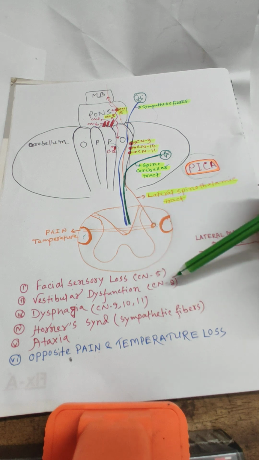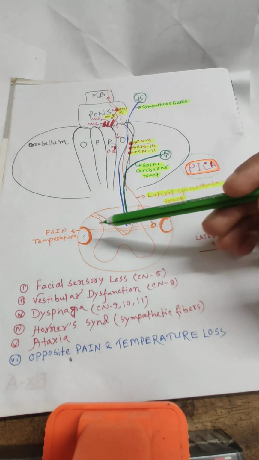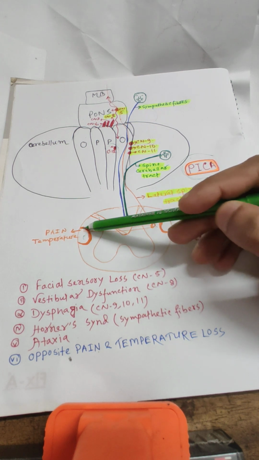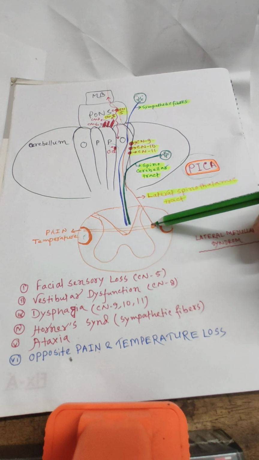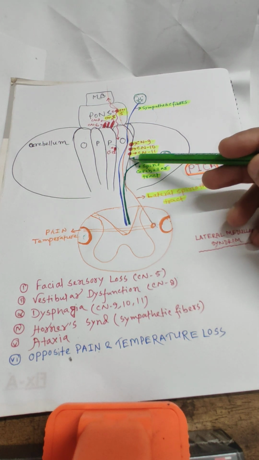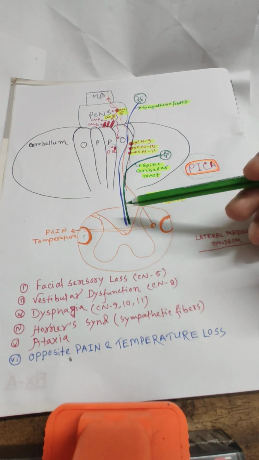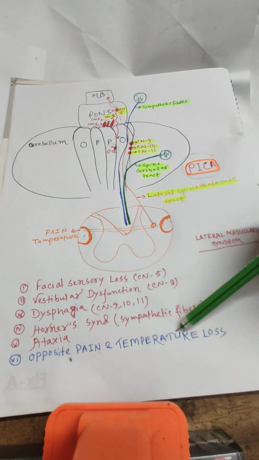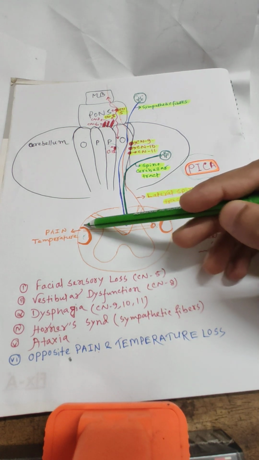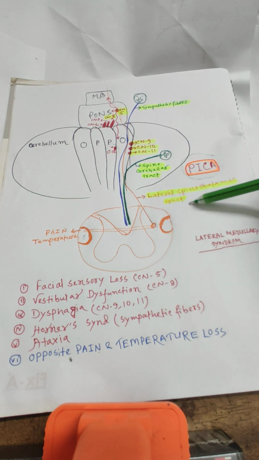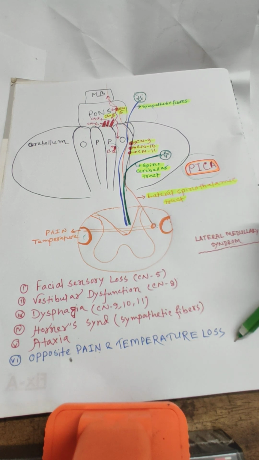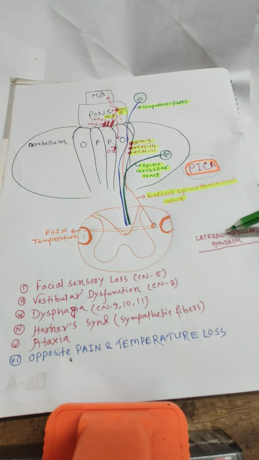Now the tricky part here is the opposite pain and temperature loss. If the pain and temperature fibers from the opposite side, which were going through the lateral aspect of the medulla, get affected, the opposite pain and temperature loss will occur due to the lateral spinothalamic tract. So these are the clinical features that will be found in lateral medullary syndrome.